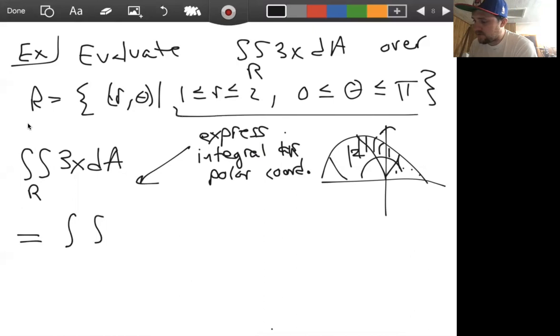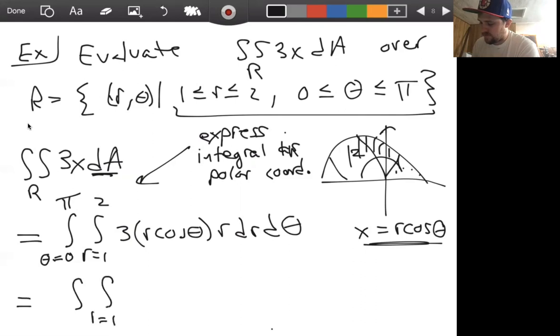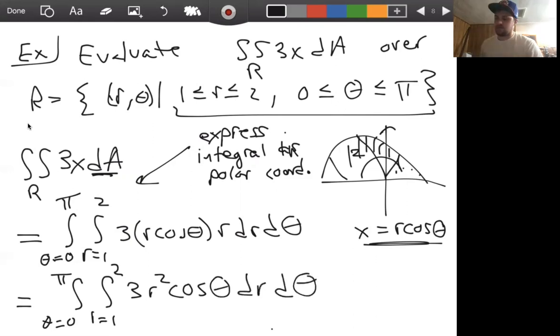Well, r, we know our bounds, right? r goes from 1 to 2. Theta goes from 0 to pi. And then we have 3 times x. But remember, x is equal to r cosine theta in polar coordinates. So this is 3r cosine theta. And then dA is r dr d theta. And so this integral becomes the integral from r equals 1 to 2, theta equals 0 to pi of 3r squared cosine theta dr d theta.